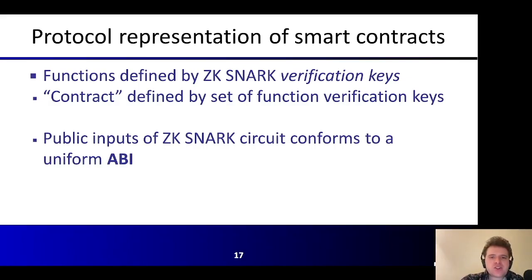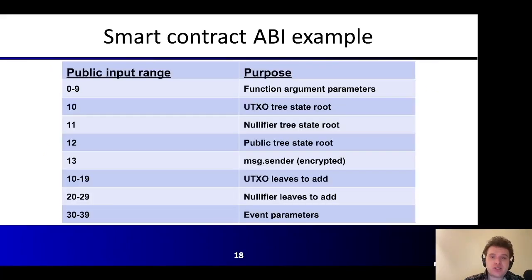If each ZK snark circuit represents a function, then the protocol that's processing transactions, and therefore processing function calls, needs to interpret the public inputs of these function circuits according to some kind of uniform API, application binary interface. And I think we're going to get into that right now on the slide.